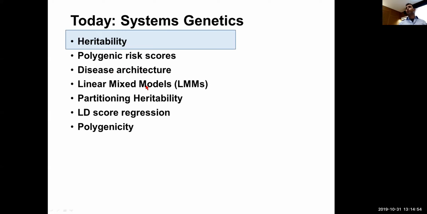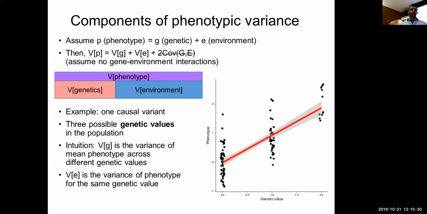Then we're going to introduce a very powerful technique of linear mixed models, which enable you to capture genome-wide associations in a very systematic way. And then we're going to look at how we can partition heritability into different functional categories. And then a very powerful method for doing that exploits the intrinsic principles of the LD patterns, the linkage disequilibrium patterns that we talked about on the first lecture of this module. And then lastly, polygenicity and omnigenicity. Ready with me?